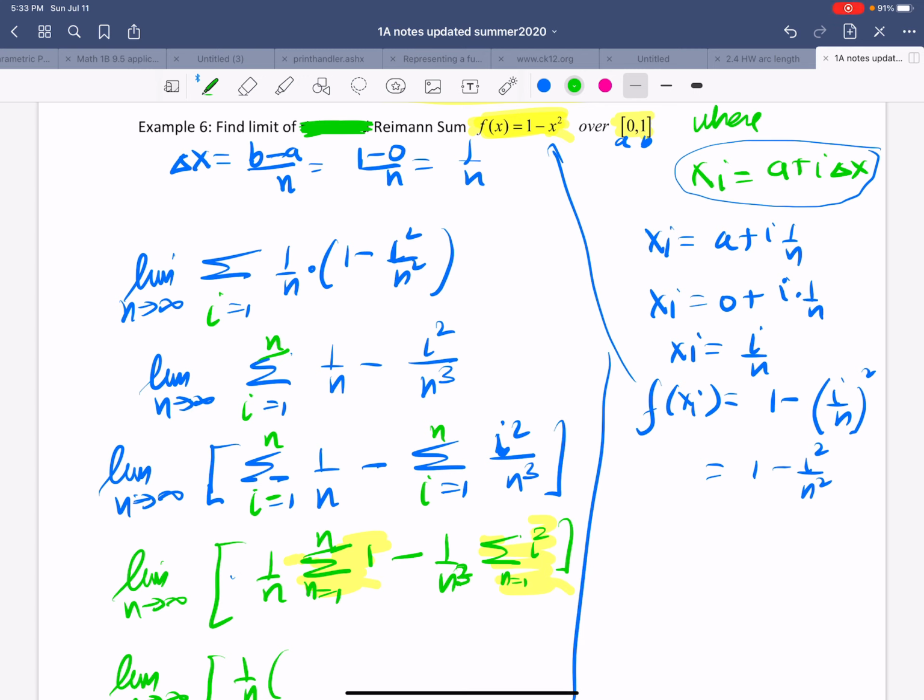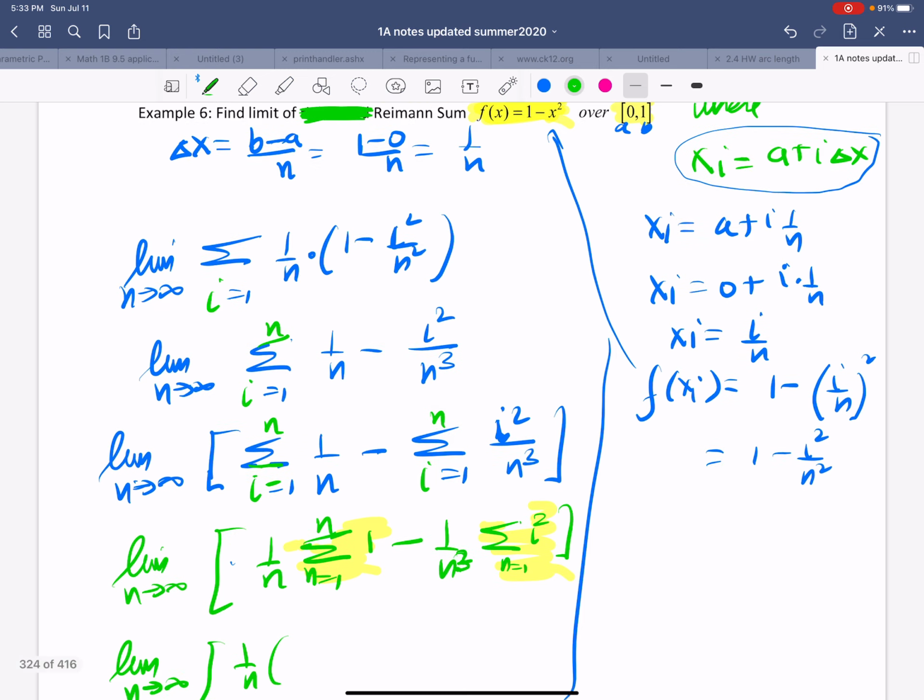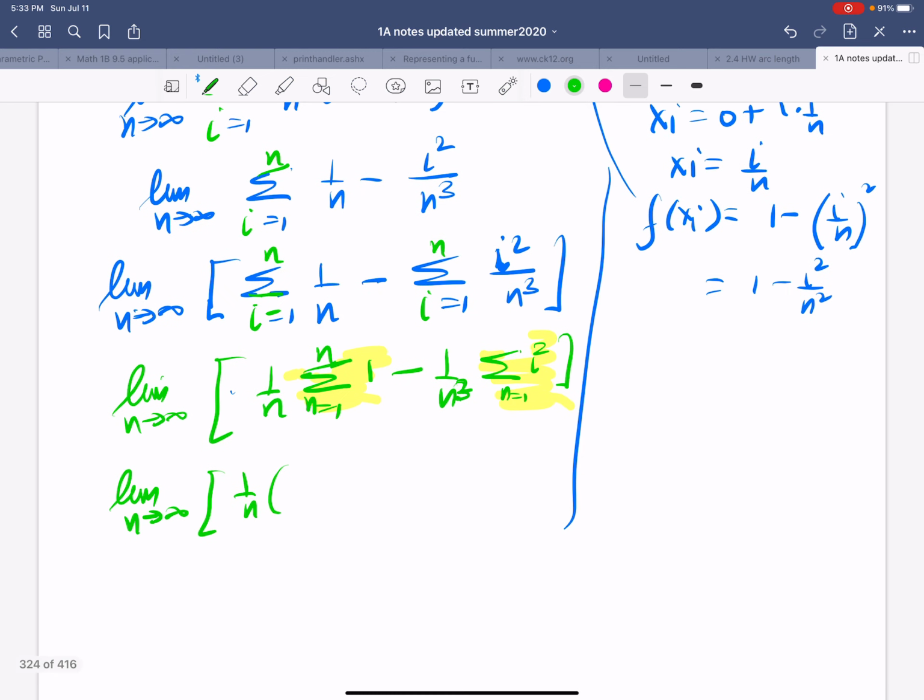All right. So n is a constant for this summation because this summation involves the i's in there. So I can pull out 1 over n here. Only then can we use the summation formulas. So 1 over n times n, minus 1 over n to the third times the sum of i squared, which is n times n plus 1 times 2n plus 1 over 6.